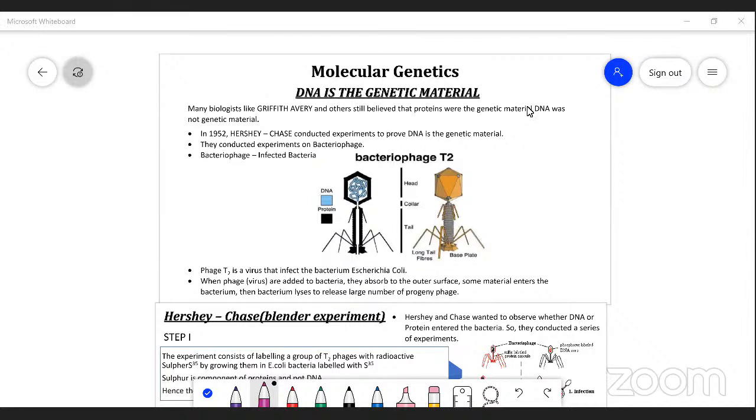In the last class, you studied the Griffith experiment. That means which one is the genetic material, whether it is protein or DNA. So today we are going to discuss DNA as the genetic material.